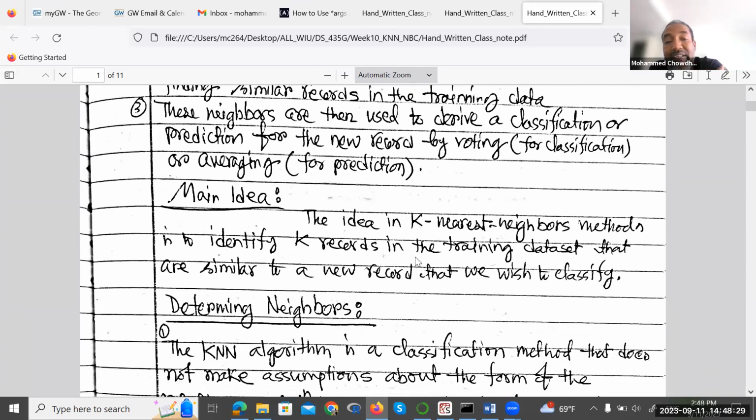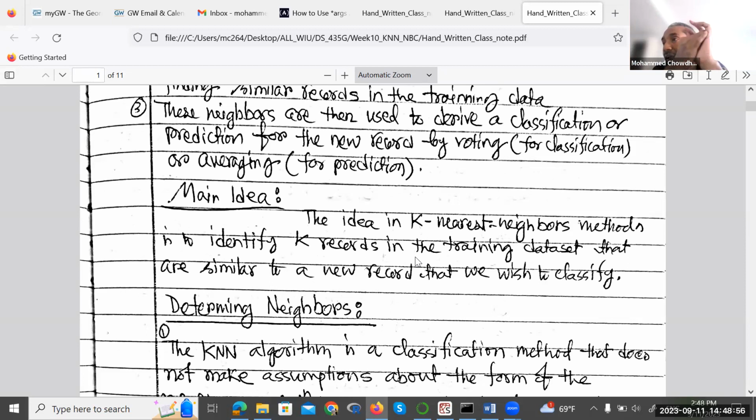The idea of k nearest neighbor is that this method is used to identify k records in the training data set. We have a training data and we have a test data. In the training data, we have to identify k records that are similar to a new record that you want to classify.